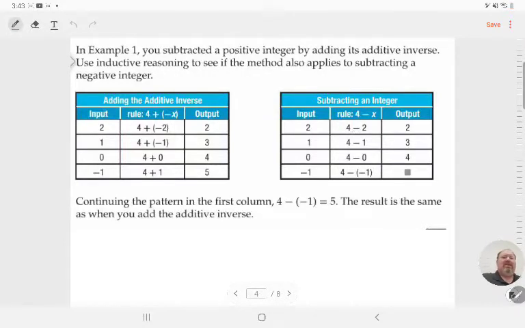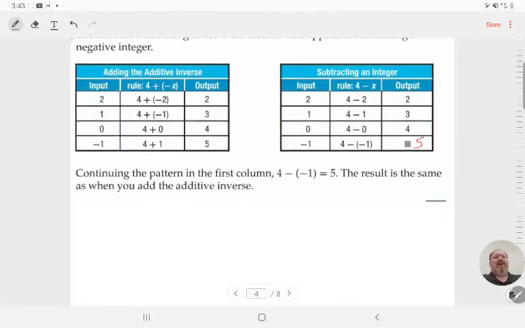And here we are over here where we're subtracting. 4 minus 2 is 2. 4 minus 1 is 3. 4 minus 0 is 4. And 4 minus the negative 1 is going to give me 5. And how that works is we have 4 minus a negative 1.